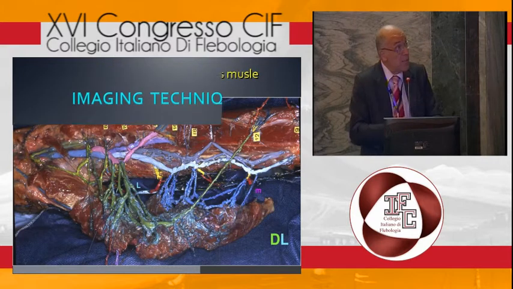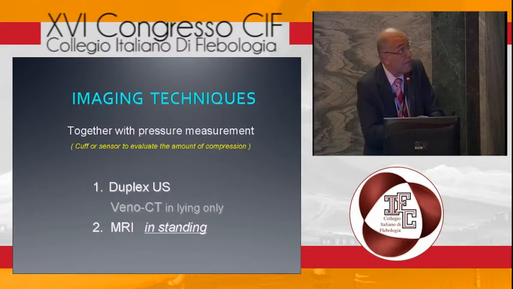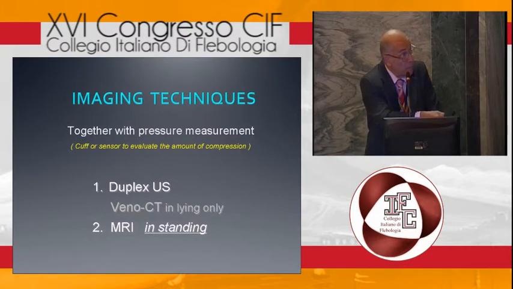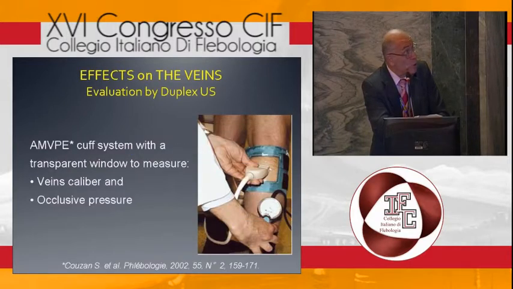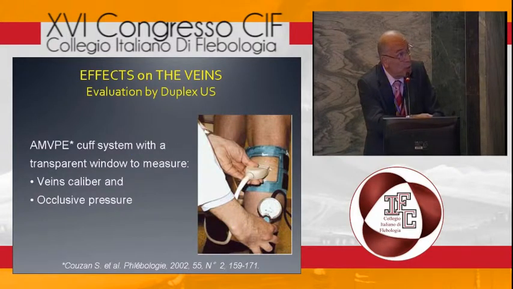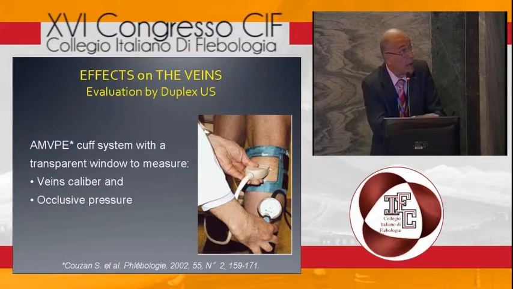So now let's go to the imaging techniques and the anatomical effect on the veins. For that, of course, you have Duplex US. I will skip venography because it is lying position only, and the most interesting is what Professor Hugo Partsch showed you previously very quickly, which is MRI in standing position. So first, the Duplex. It's well known that when you use a special cuff with a transparent window, you can have a look at the veins to exert a pressure and look at the venous caliber, so you can easily see what happens.